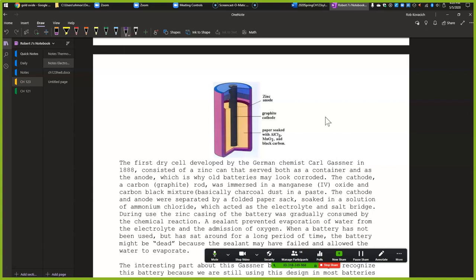So what we have here is actually a piece of graphite. That right there is literally just carbon in its graphite form.